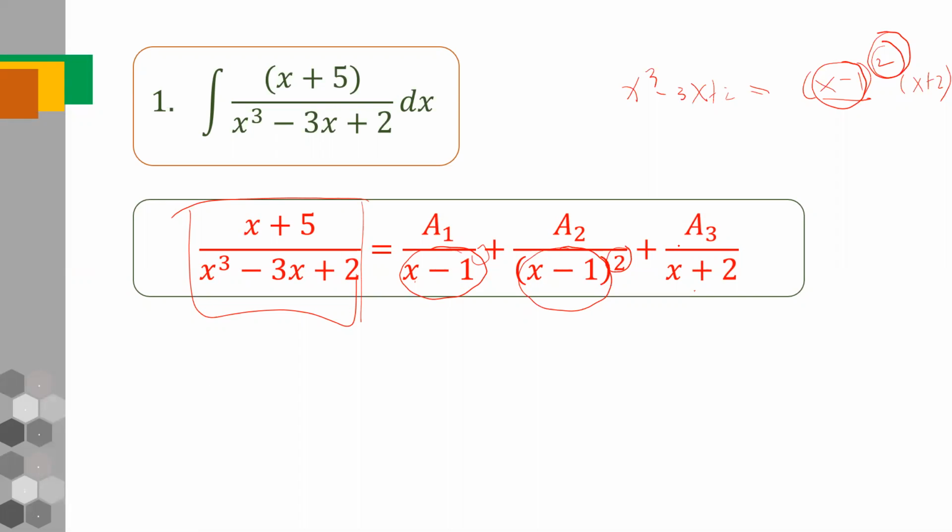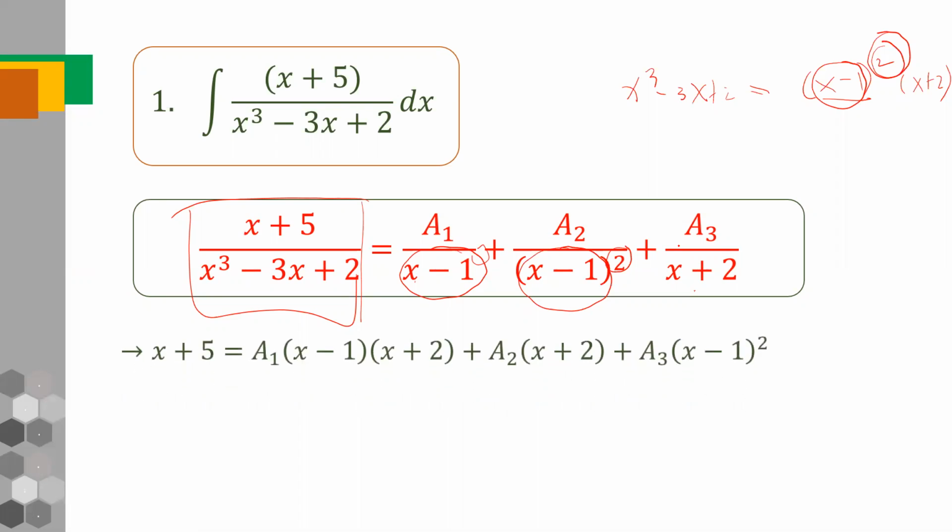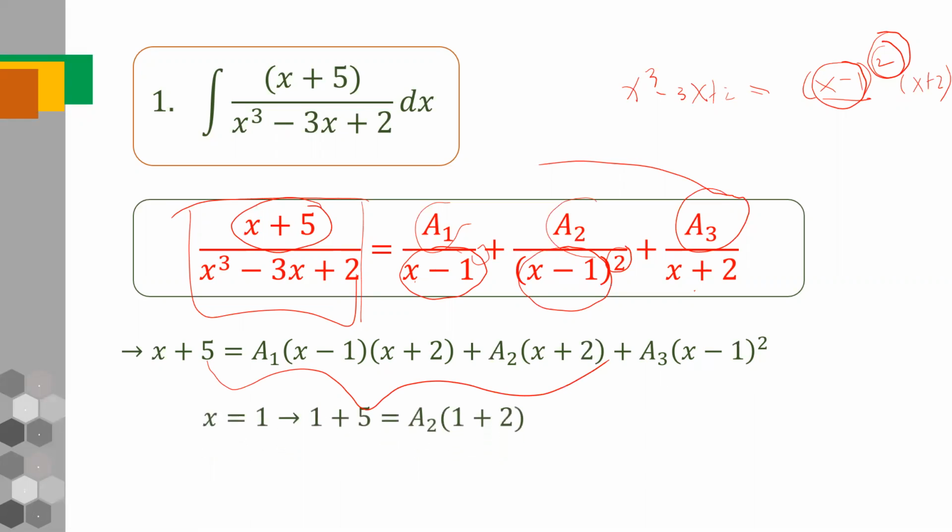At this point, we're now going to combine our numerator by the use of the LCD. If we combine these three, we get x + 5. So we now form an equation: x + 5 is equal to a1 multiplied with (x - 1)(x + 2), a2 multiplied with (x + 2), and a3 multiplied with (x - 1)². So we substitute some values of x. If we substitute 1, we are left with a2, so your a2 here is equal to 2.